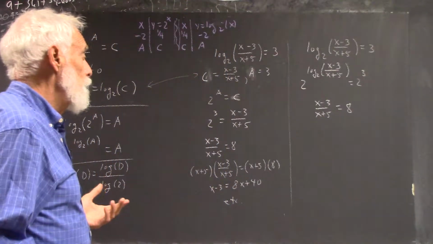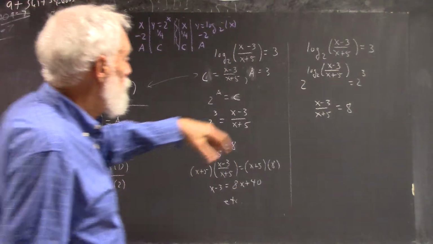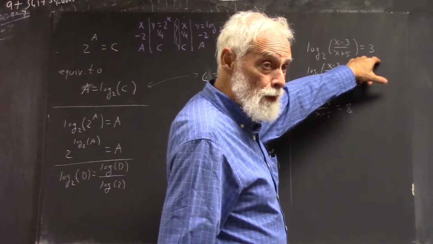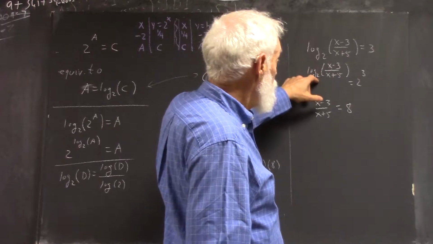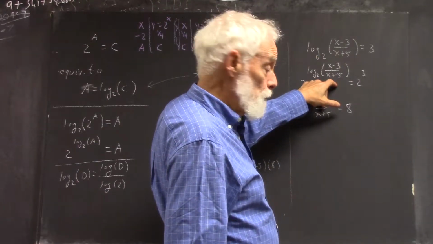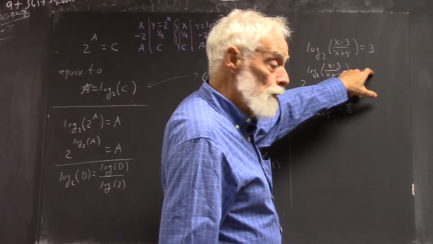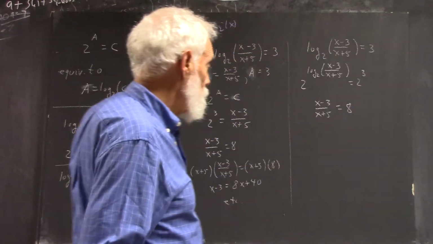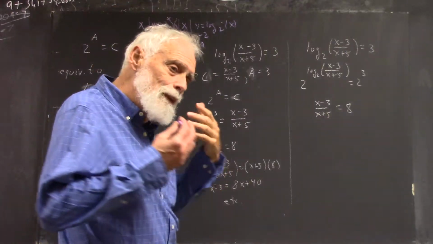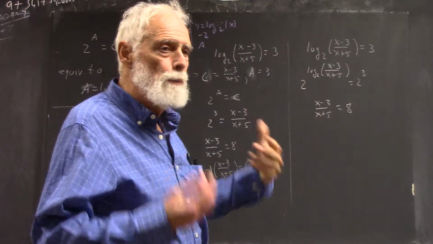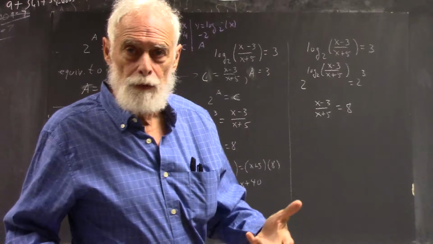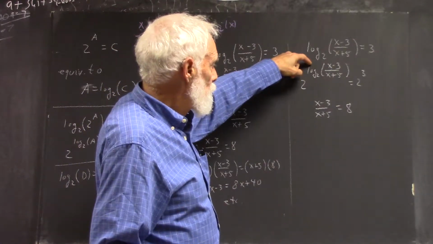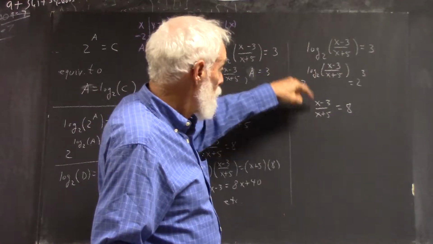Another way of doing this is to say that since log base 2 of x minus 3 over x plus 5 equals 3, then 2 raised to the log base 2 of x minus 3 over x plus 5 equals 2 raised to the third. In other words, 2 raised to this side equals 2 raised to this side. And where does that get us? Well, the 2 to the x function and the log base 2 function are inverses. That means one undoes the other. So this undoes the log, leaving us this. And you can kind of look at it like that.